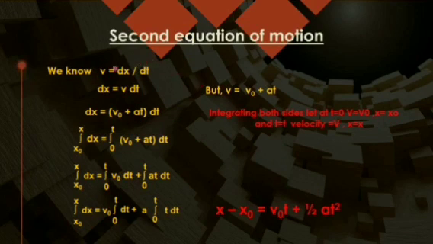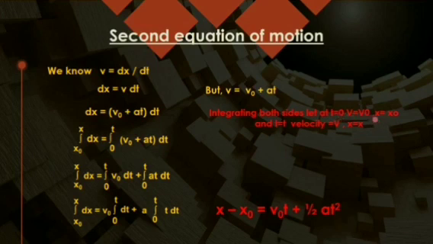If I want to derive the second equation, I will use the definition of instantaneous velocity, which is dx by dt. Then dx can be written as v dt, and from the first equation, v equals v0 plus at. If I put in the value and take the integration, the variable is displacement on one side and time on the other, so I have to suppose limits for displacement and for time.